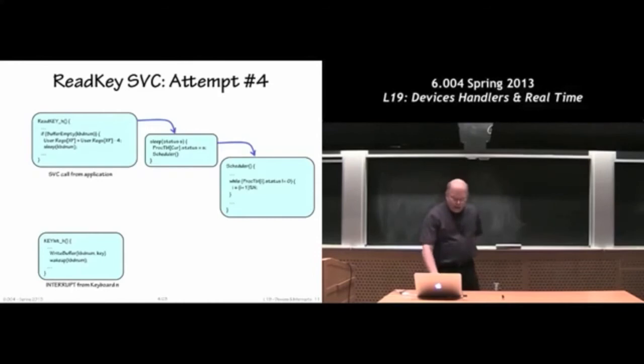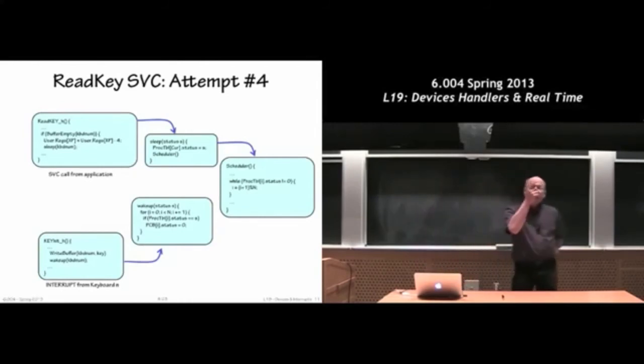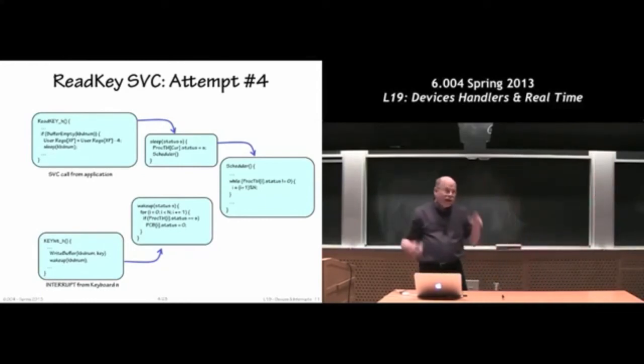Okay, so now what does the keyboard handler do? Well, it does the same thing it did before. It goes off and fills up the buffer, but now it's going to start the wake-up process, but not for everybody, only for those processes that were waiting for that particular keyboard buffer to be filled. So the wake-up routine searches through the process table, looking for anybody that was waiting on that particular magic number, that keyboard number, and it sets their status to 0. So now it's pointing out and saying, okay, over here, you can run again. There's a character in the keyboard buffer. The read key will succeed, at least for one of you.